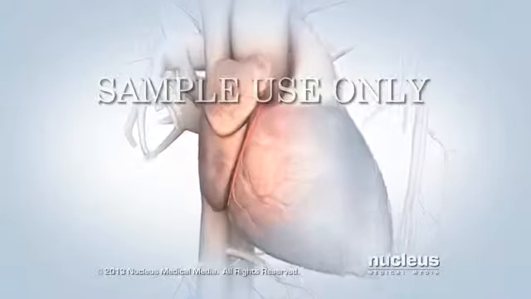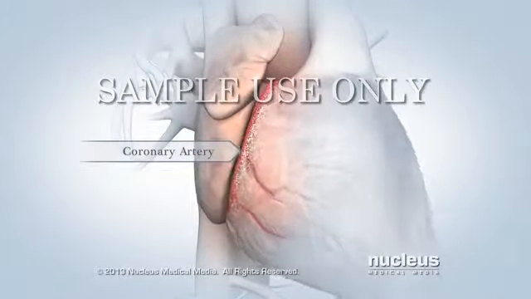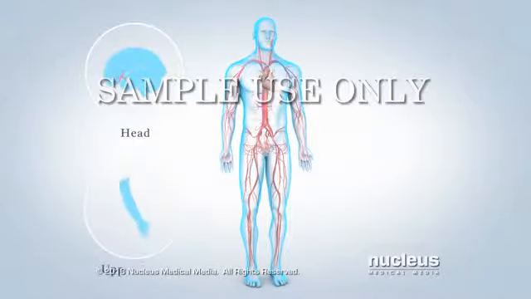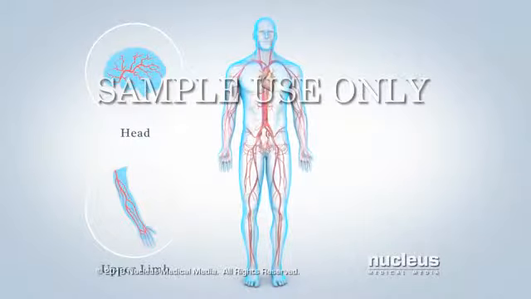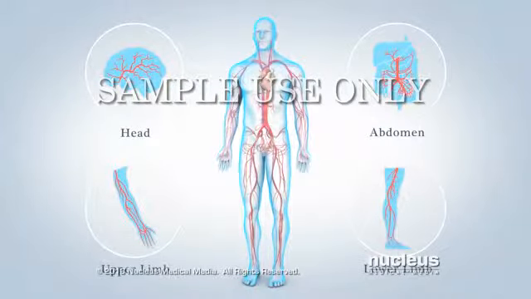The first branches off your aorta are the coronary arteries, which supply your heart muscle with oxygen and nutrients. At the top of your aorta, arteries branch off to carry blood to your head and arms. Arteries branching from the middle and lower parts of your aorta supply blood to the rest of your body.